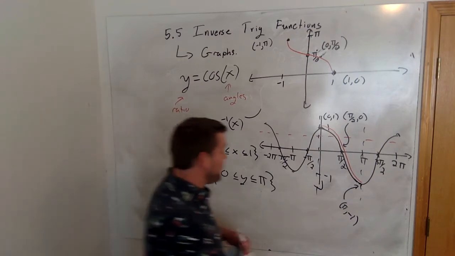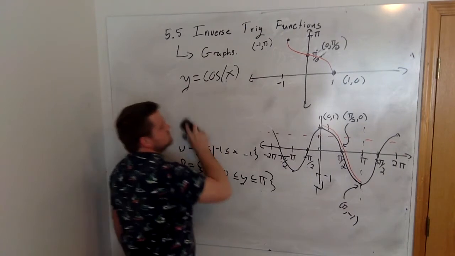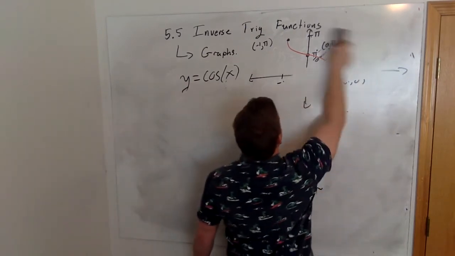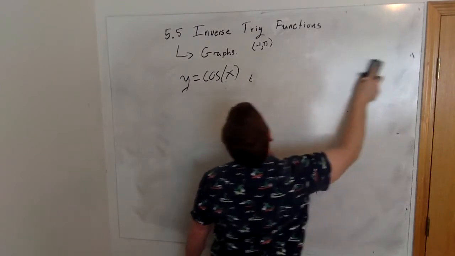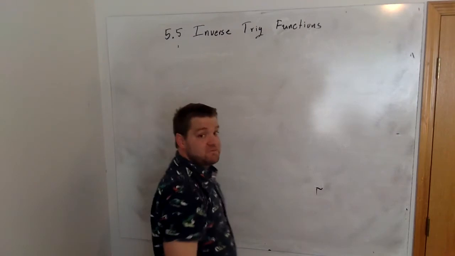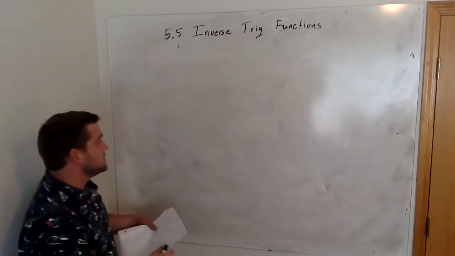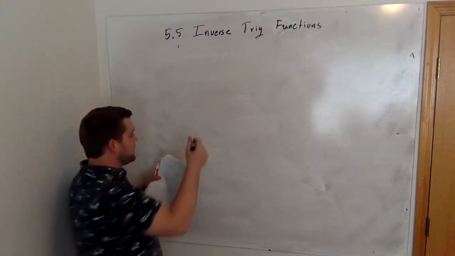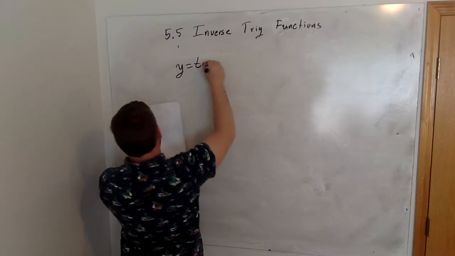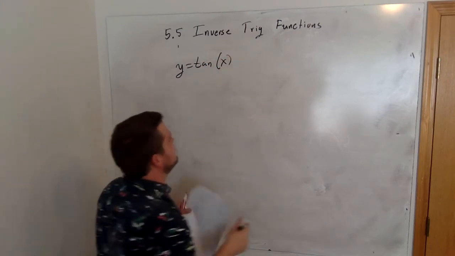Okay, let's do one more. Let's do tan inverse, or arctan. The main things that we really need to remember from this lecture is what angles these inverse trig functions spit out. We'll be doing tons of examples of this in the next video. Okay, last one. Let's do tangent. Tangent of x. Let's go ahead and graph tangent really quick.